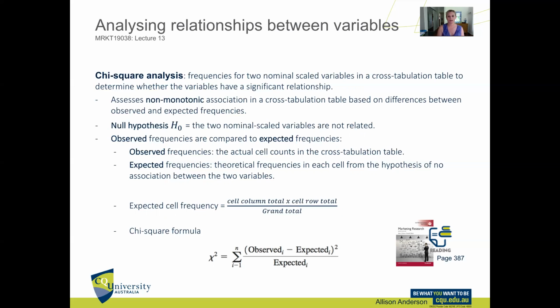Okay, so this is from the textbook, and you can have a look at page 387. The expected cell frequency can be calculated by multiplying the cell column total by the cell row total, and then dividing by the grand total, and then the chi-squared formula is there. So you can use that to calculate it, but usually we just use the computer.